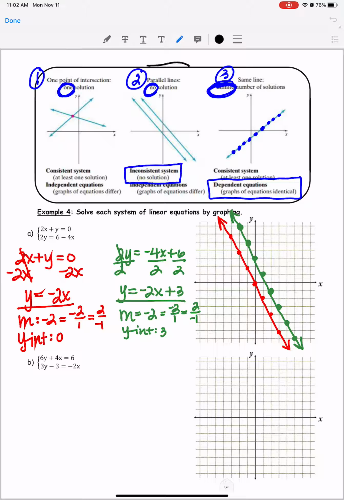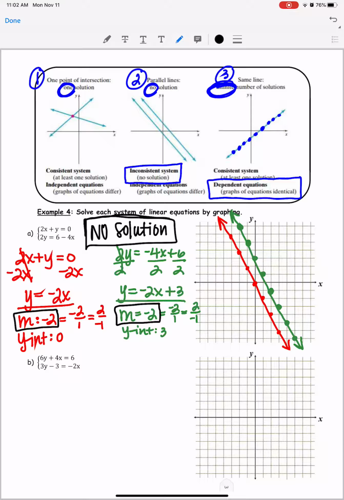On this one, what do we have? This is our example 2 right here where they're parallel lines. If you notice, because their slopes are the same, they're rising and running at the exact same rate, so they're never going to intersect with each other. So this one here is a no solution. I'm sure you can guess what this next one's going to be.